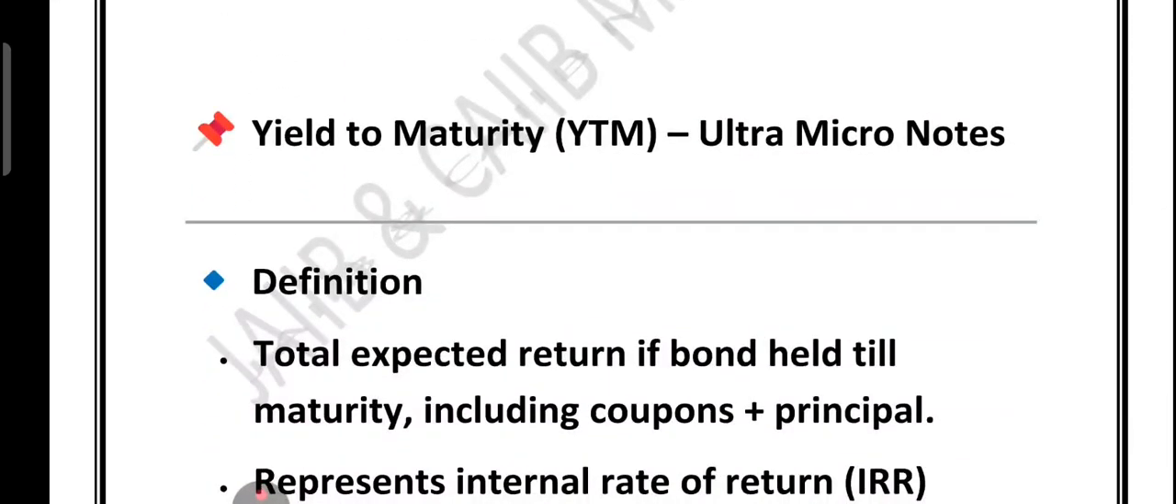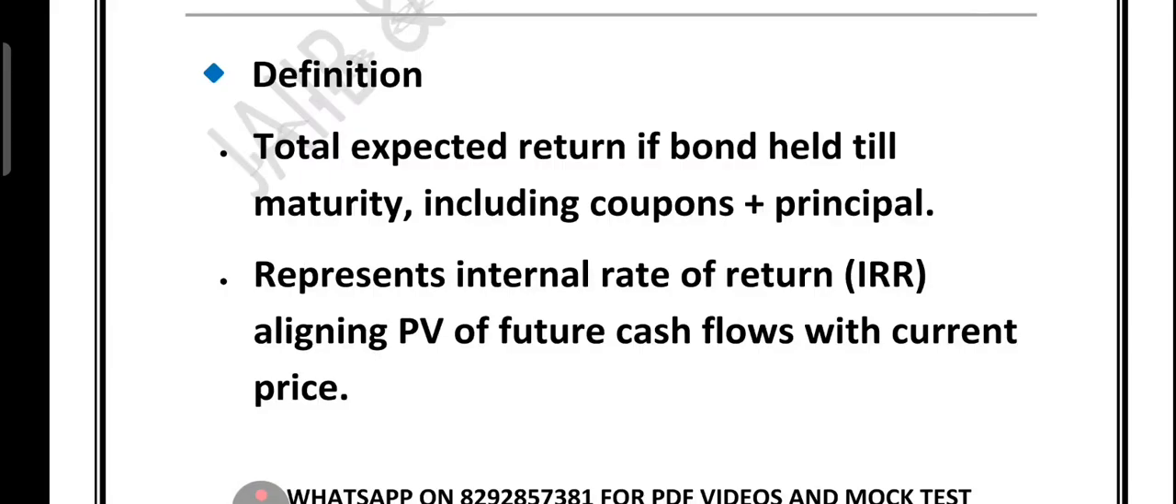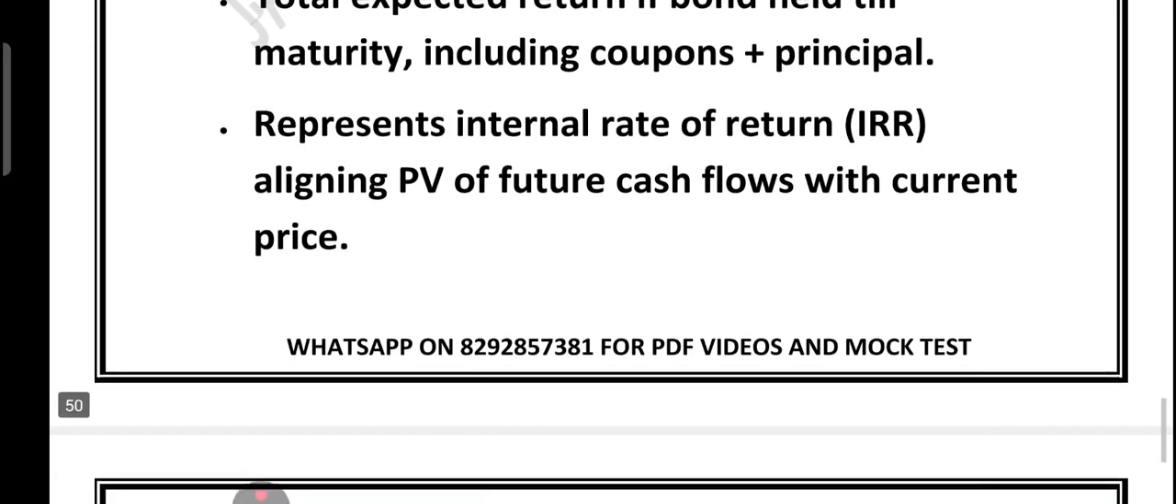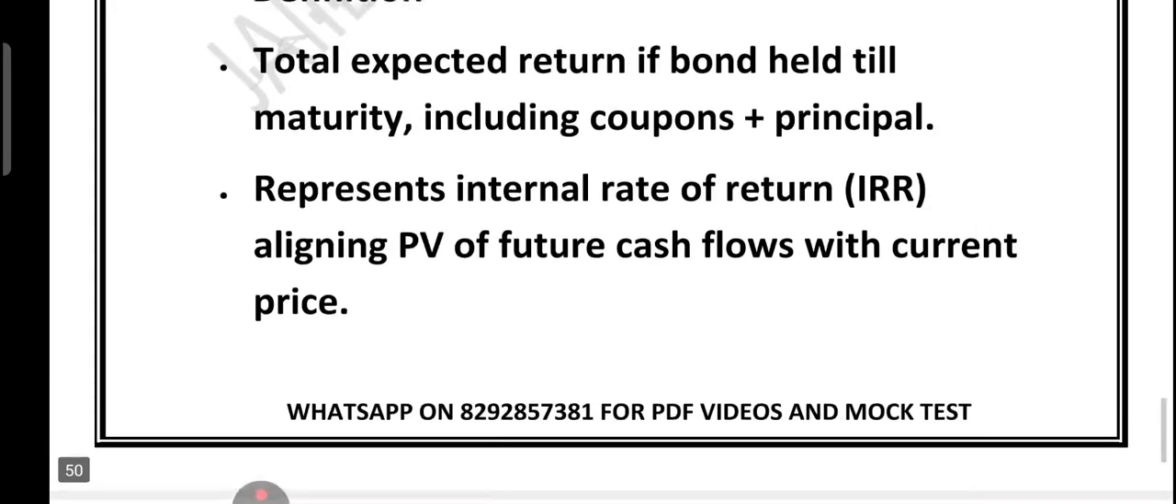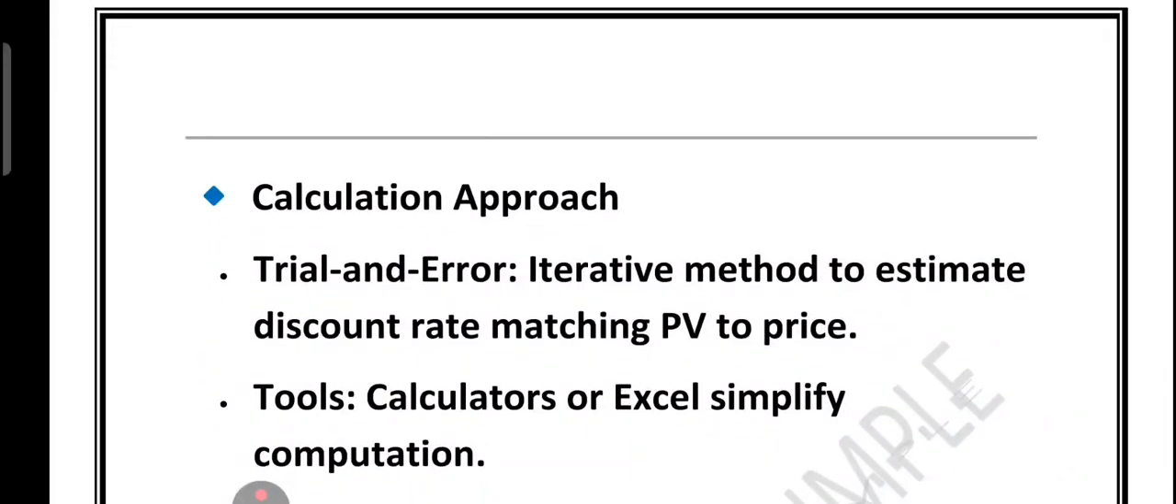If you look at the YTM, basically this is the ultimate measure of the bond return. It's the total expected return from a bond. It includes all the coupon payments plus the principal. You can think of it as the bond's internal rate of return, or IRR. Basically, it is the discount rate that makes the present value of all the future cash flows equal to the bond's current price. Whatever future cash flow we have, find their present value. That present value should be made equal to the bond's current price. That's called IRR, YTM, yield to maturity.